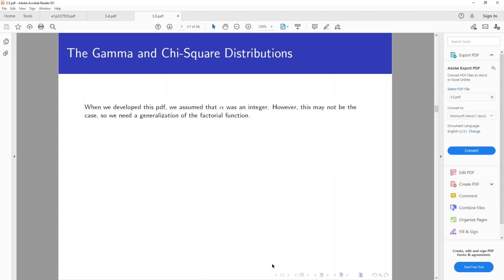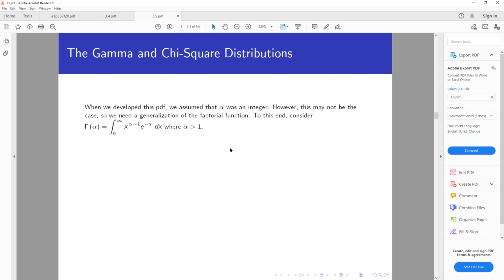When we developed this, of course, I just mentioned at the beginning that we assumed that alpha was an integer. Of course, this may not be the case. It could be that alpha is a half. It could be alpha is 5/3. It doesn't really matter what alpha is, as long as it's something bigger than 1, we should be able to deal with this. So we need to have a generalized factorial function. So to that end, let's consider this integral.